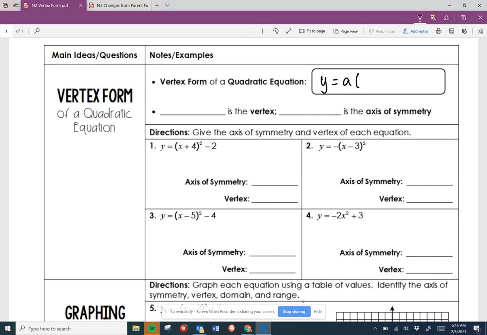a times (x minus h) squared plus k. Okay, and (h, k) is going to be the vertex of the quadratic equation, and x equals h is going to be the axis of symmetry. So just like we have already talked about with the standard form, the x value of the vertex and the equation for the axis of symmetry is always going to be the same value. And we know it's going to be the same because the axis of symmetry has to pass through the vertex.